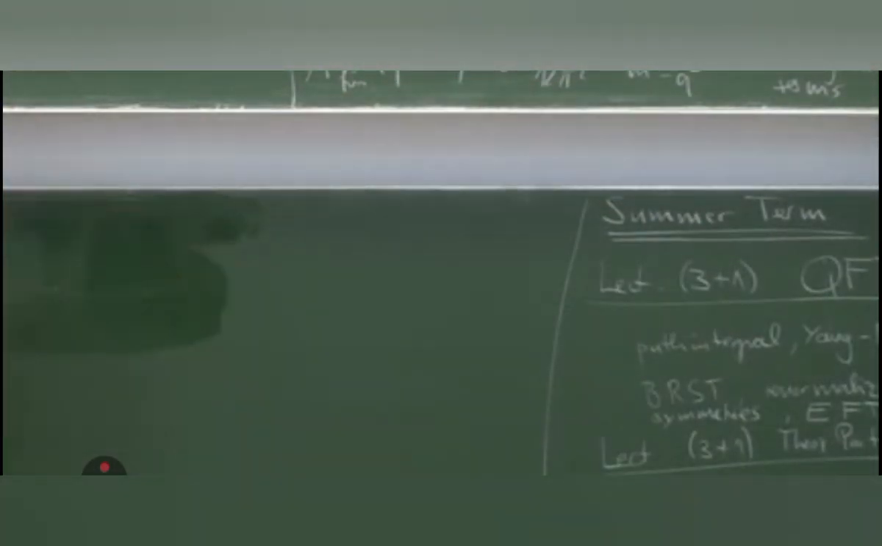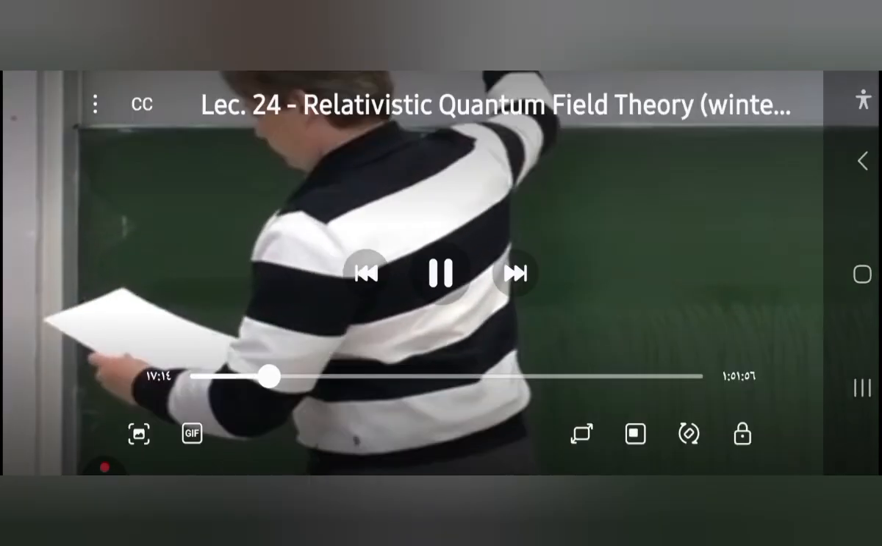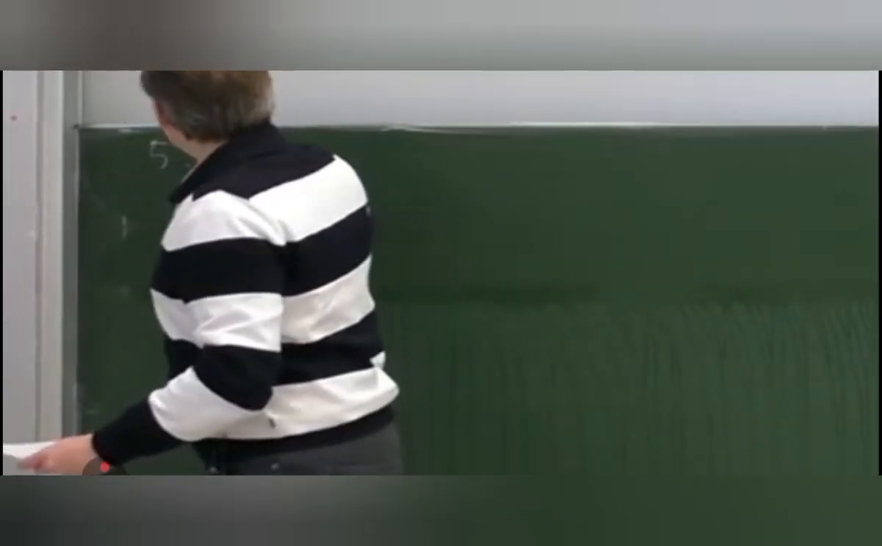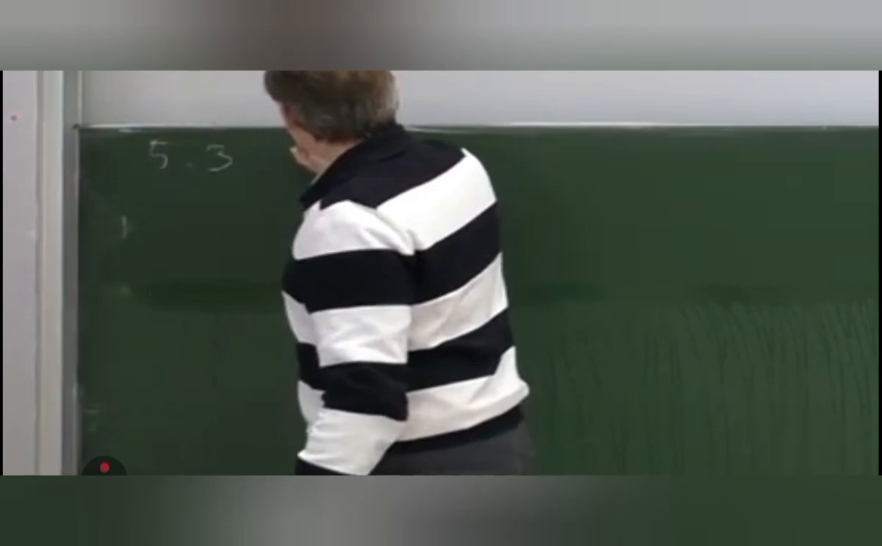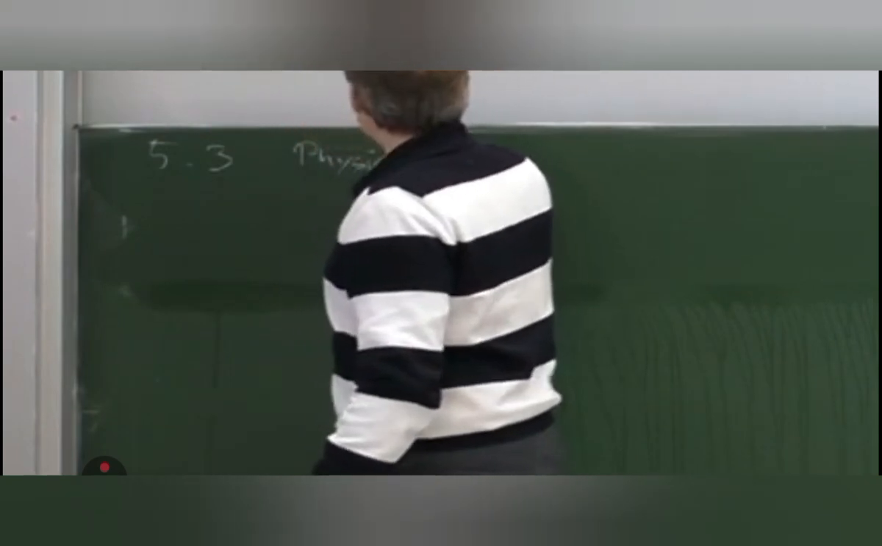So let us then look at the interpretation of all of this. That is section 5.3, the physics of the photon vacuum polarization.